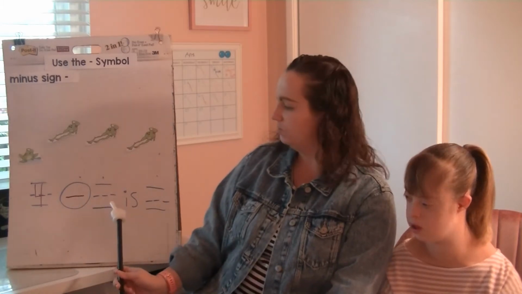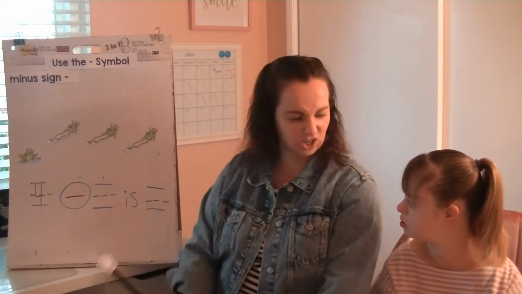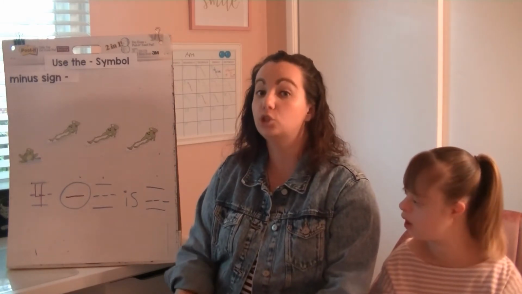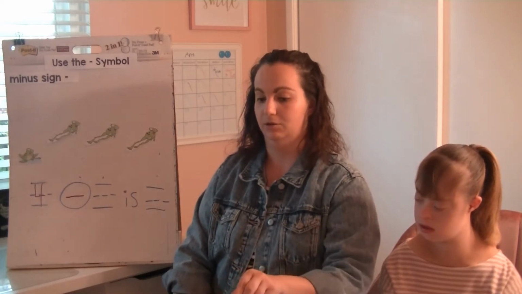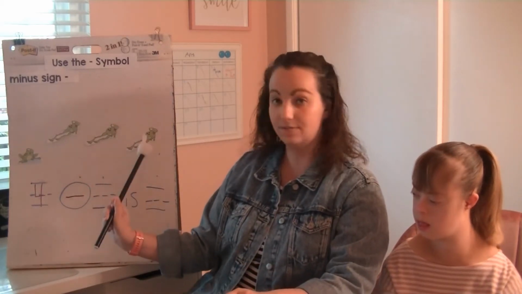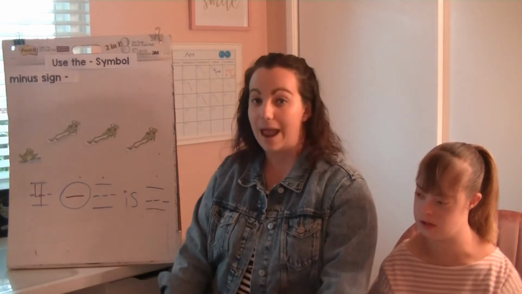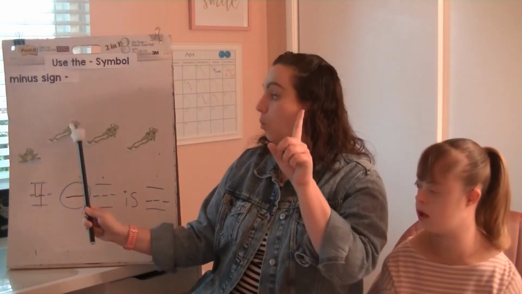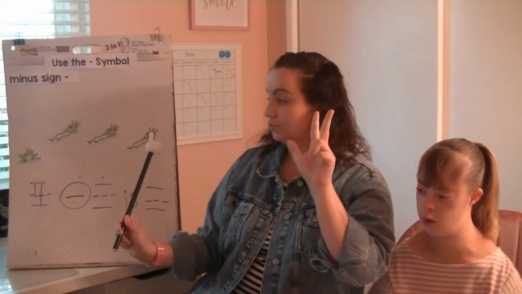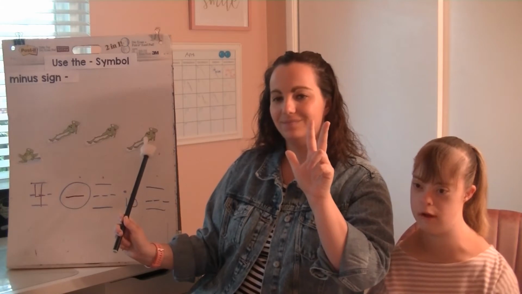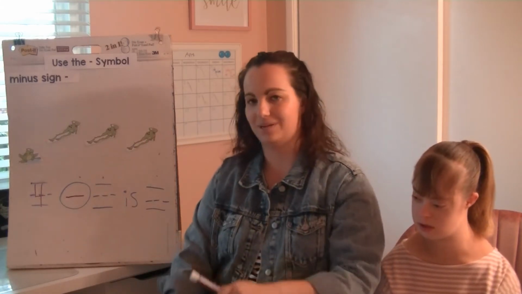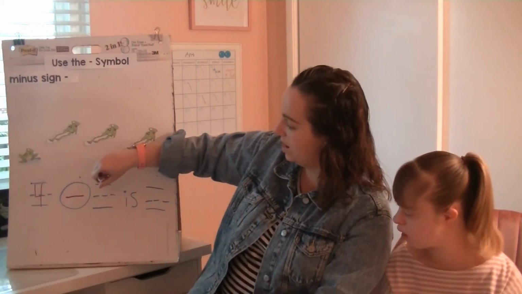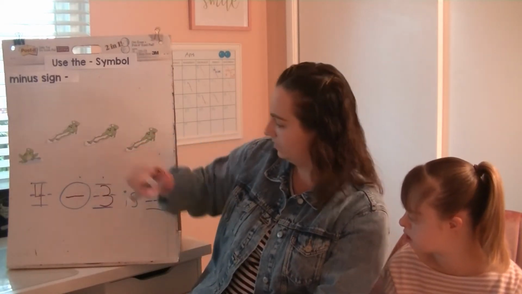Then we want to write down how many frogs are going away, how many frogs are leaving. So we're going to count just the frogs that are leaving. Ready, set, count the frogs that are leaving with me. 1, 2, 3. How many frogs are leaving? I say 3. Nice job, Kaylee. And if that's what you said at home too, great job. So take away, minus 3.